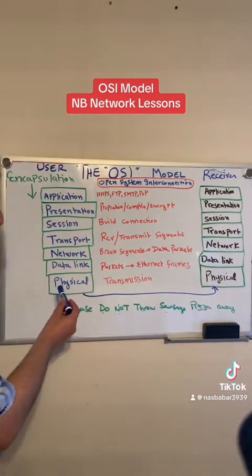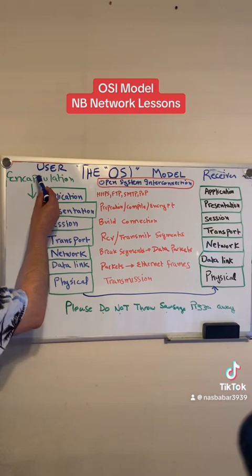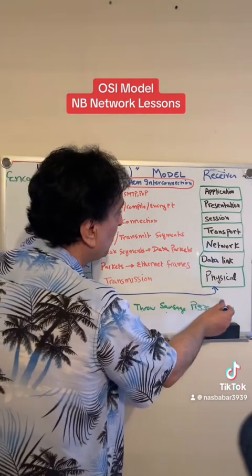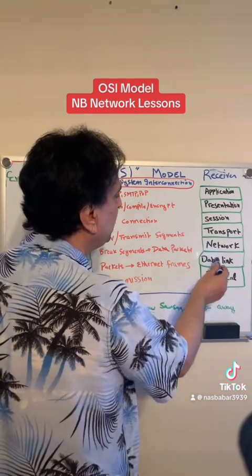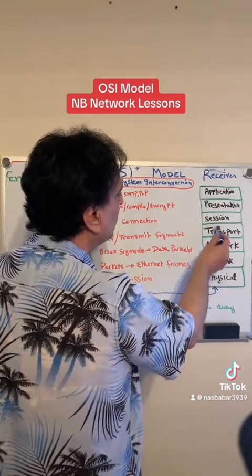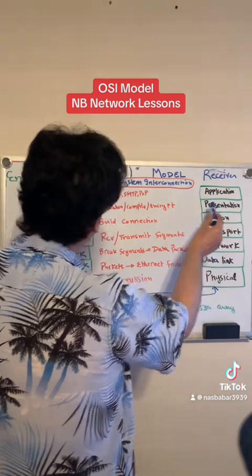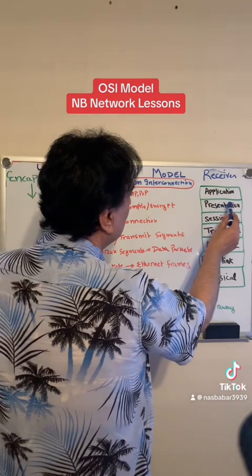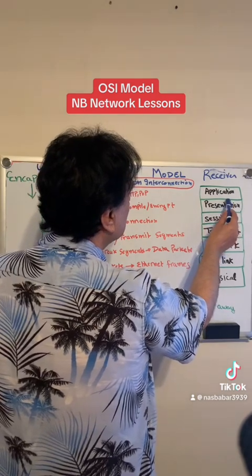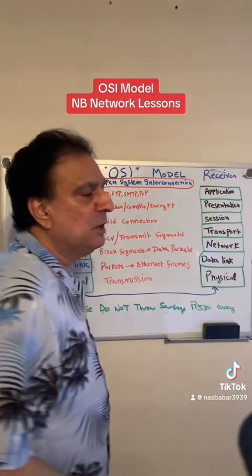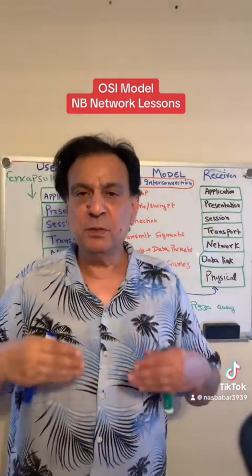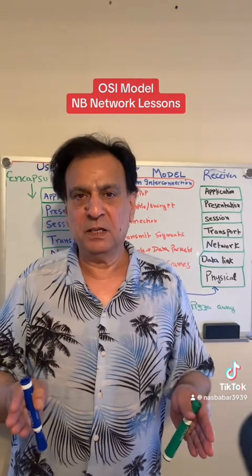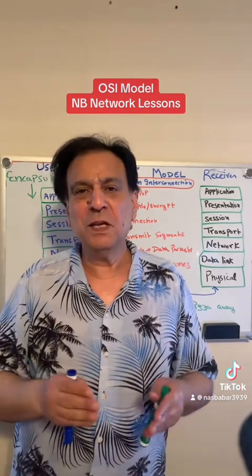When the receiver receives this, you started from top to bottom, but when it's received, it starts from bottom to top. So you go into physical, data link, network, transport, session, presentation. That's where we did the encryption, and on the receiver side we'll have decryption, and then it goes to the application level where the data is compiled and presented to the user so they can read the Word file. So I hope this makes sense to you.